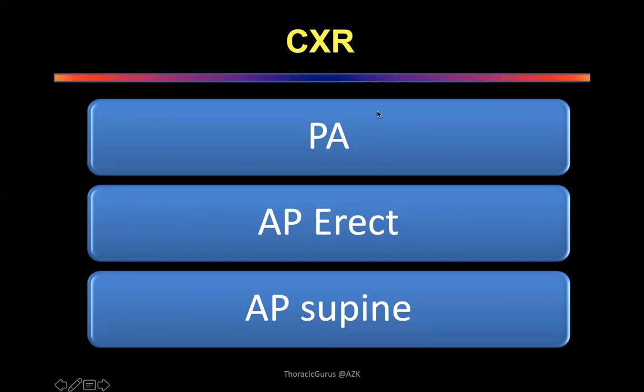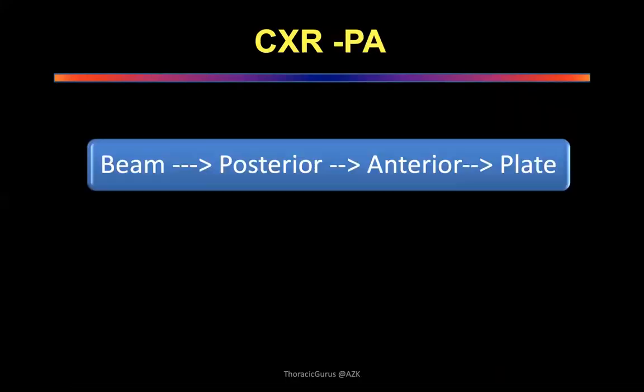Most X-ray chests done in a radiology room are PA. Everything that's done in the ICU is AP. So what do you mean by PA? In the PA, the beam is coming from the back, P to A, posterior to anterior, and the plate lies on the chest of the patient.